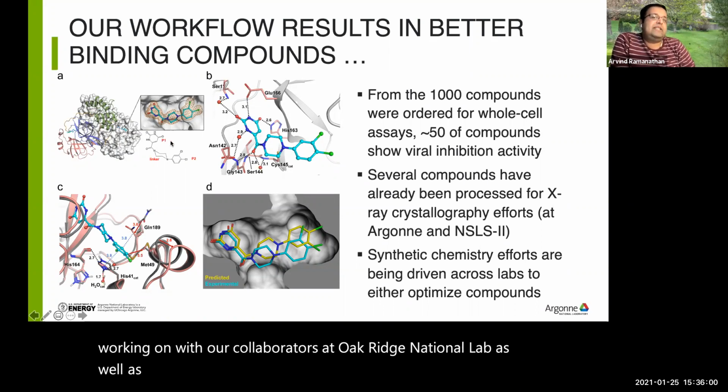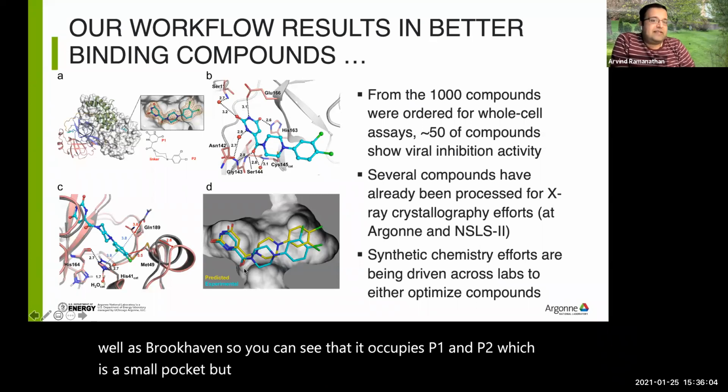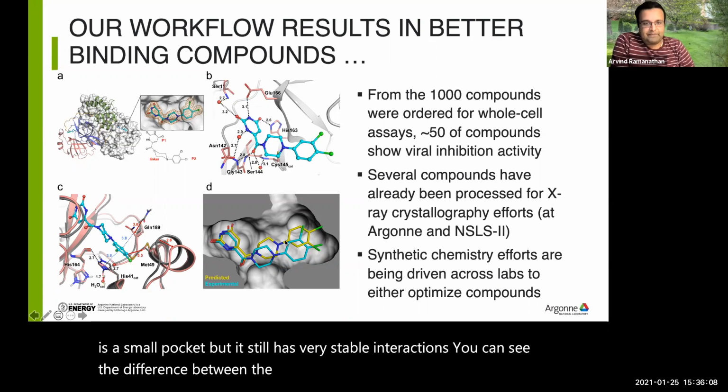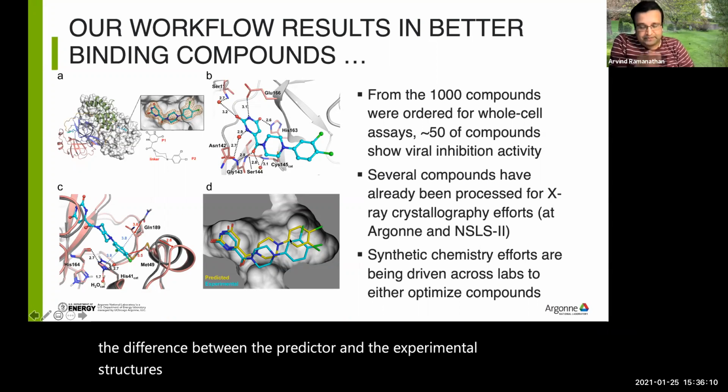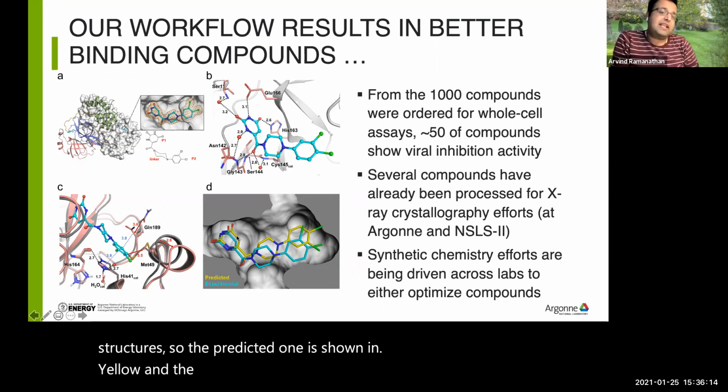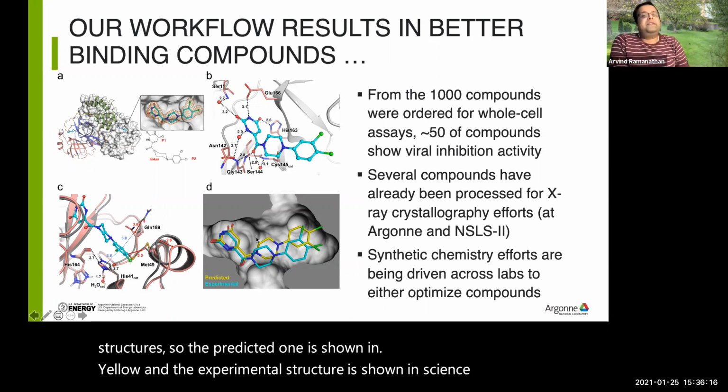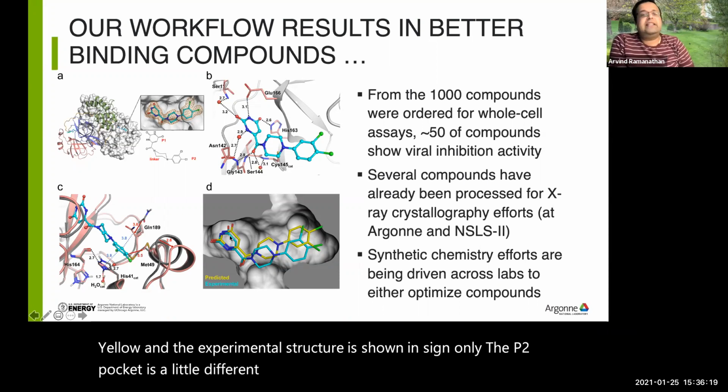So you can see that it occupies P1 and P2, which is a small pocket, but it still has very stable interactions. You can see the difference between the predicted and the experimental structures. So the predicted one is shown in yellow, and the experimental structure is shown in cyan. Only the P2 pocket is a little different, while P1 is exactly the same.